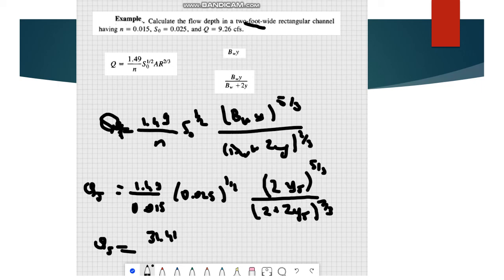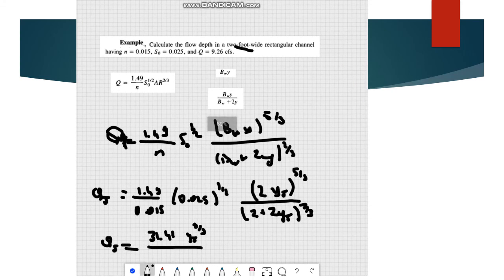So it is going to be 31.41 y_j to the power 5 over 3, over 1 plus y_j, to the power 2 over 3. So we are going to find this one with an iterative procedure.